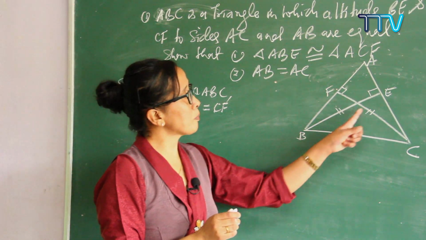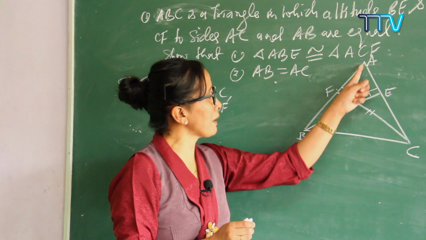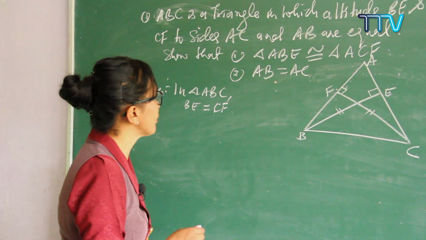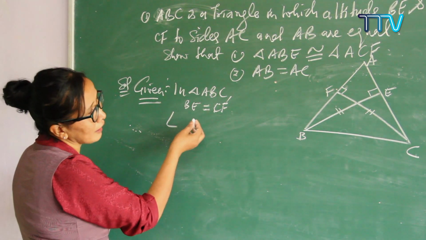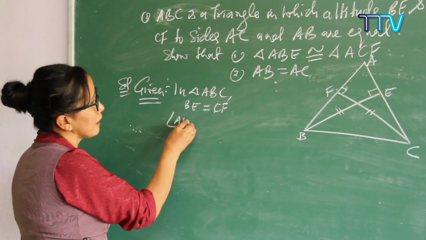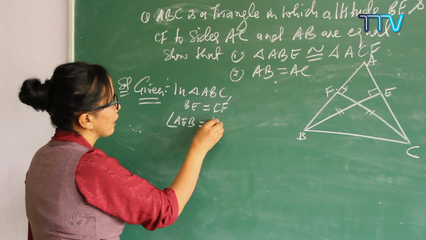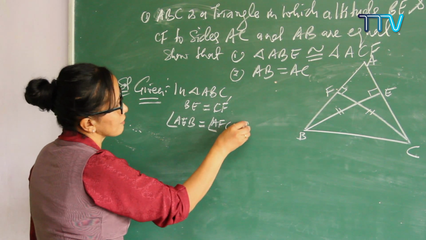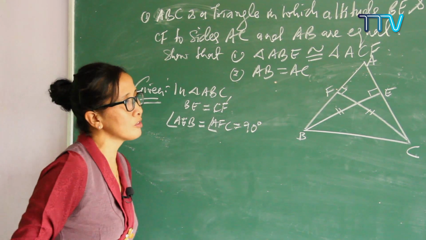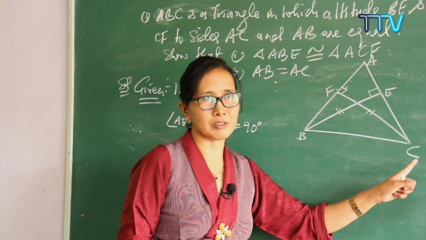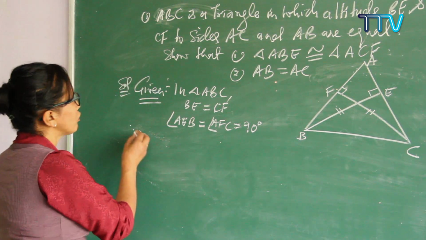And here CF is perpendicular to AB, meaning these two are also 90 degrees. So you can just write down: angle AEB is equal to angle AFC, which is exactly equal to 90 degrees. Why? Because an altitude or a height is always perpendicular to its base. Do you get it? And the next one, to prove.